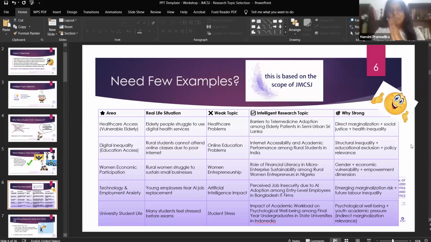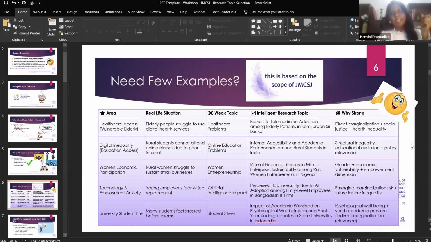Barriers to telemedicine adoption among elderly patients in semi-urban Sri Lanka. So then what happened? When you read this title, so many insights you can grab at once. The reason why this is strong is direct marginalization. I told you that these examples are given based on the scope of the JMCSJ, and the title is directly connected to marginalization, and then social justice as well.